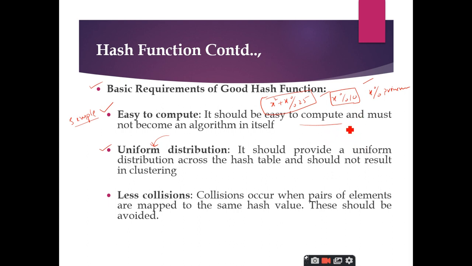For example, let me take two values. Let x is equal to 10. So what is my hash value? What is the hash value for this function? 0, sir. 0. Let us take x is equal to 20. What is my hash value? Again 0, sir. 0 only, sir. Right? x is equal to 30. It is 0, also sir.